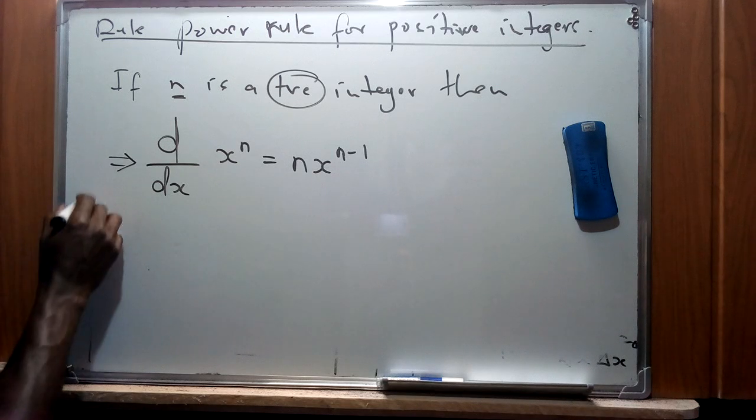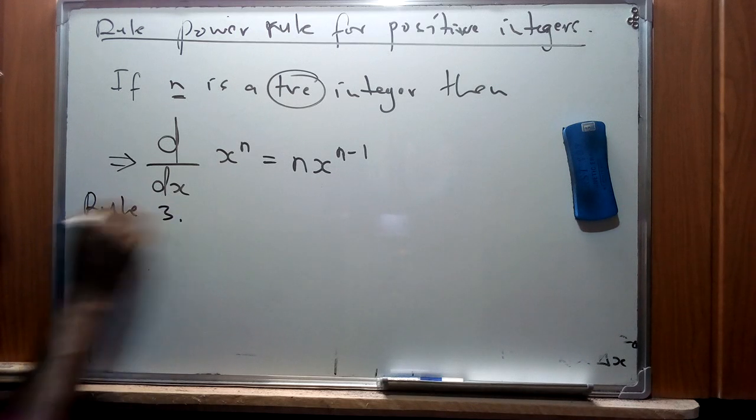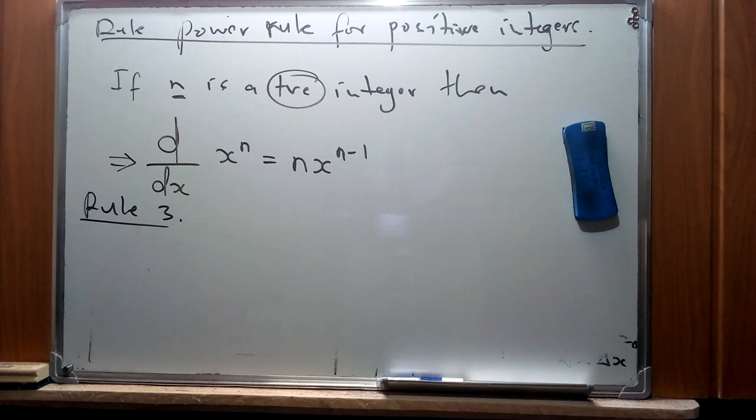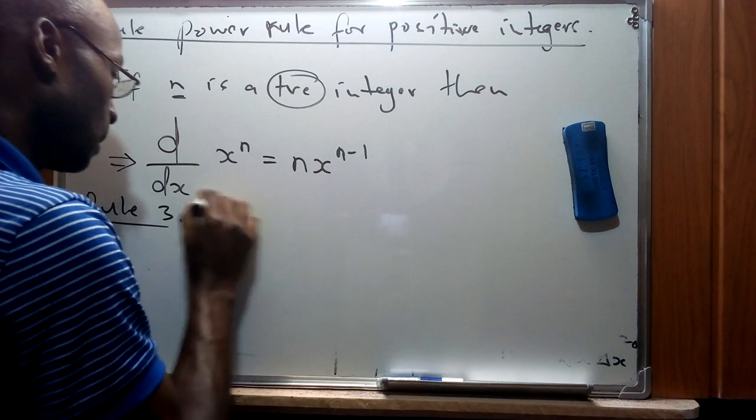And then we have rule number 3, which regards the constant multiple rule.